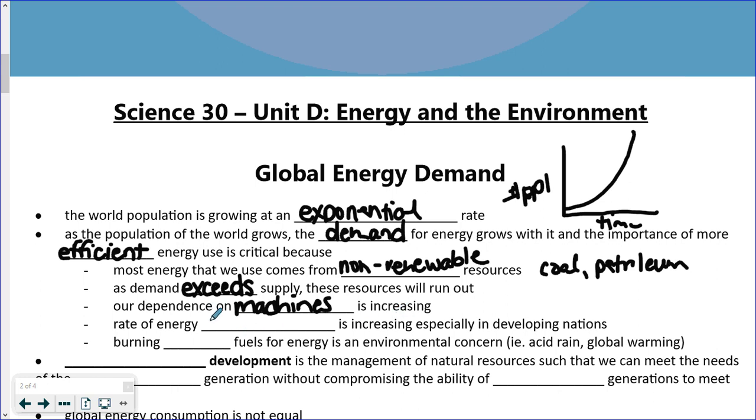So we know that the rate of energy consumption is increasing, especially in developing nations. As nations are developing industry and becoming more and more reliant on machines, they are really increasing their rate of consumption. Our rate of consumption is relatively stable, 10 years to the next, but if you look at nations that are developing, it's actually increasing significantly.